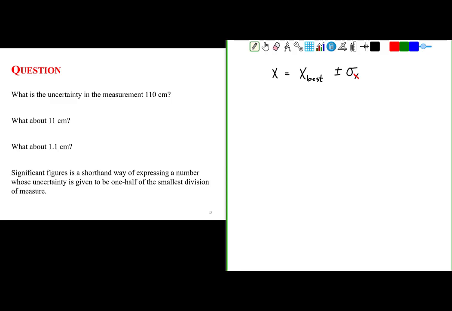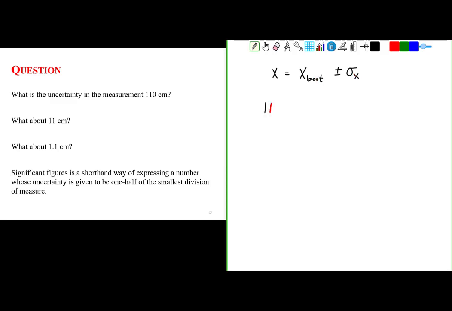Well, how we could determine the uncertainty in these single numbers is based off of a convention that's used. This convention is called significant figures. And significant figures is a shorthand way of expressing a number whose uncertainty is given to be 1/2 of the smallest degree of measure.